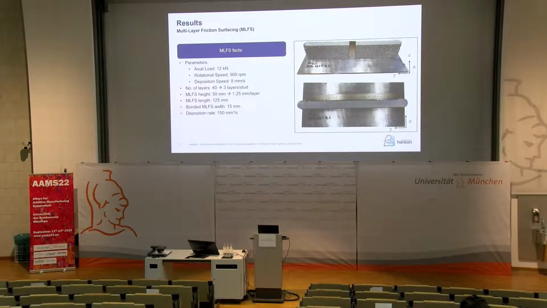I also wrote here that we have a bonded width of 15 millimeters. There I have to say that the total width of our layers is in most cases close to the diameter of our studs. In this case it would be 20 millimeters. But as you've already seen in the slide before, the outer part of the stud material goes to the flash, so we don't have good bonding at the edge regions. That's why we're always talking about the bonded width, which is in this case 15 millimeters.